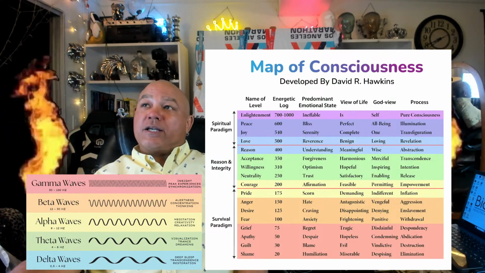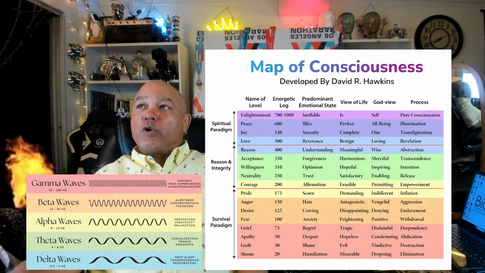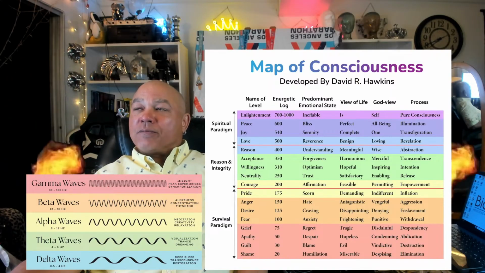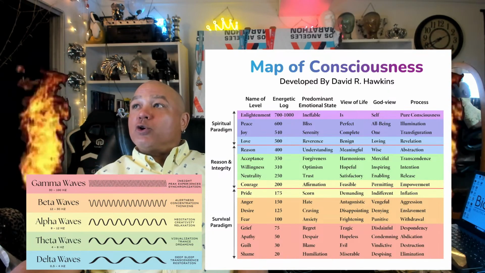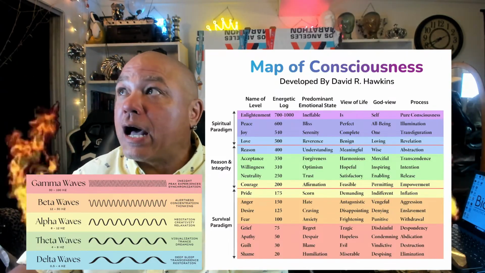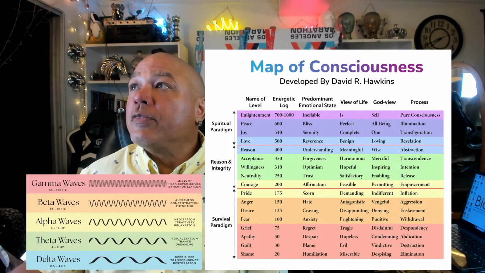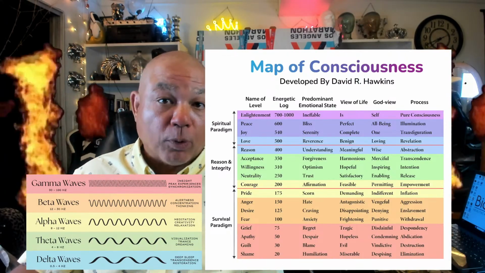Another place that's bad to get stuck at is right above that, anger, with an energetic log of 150, and the predominant state is hate, right? The view of life is antagonistic, right? And their God view is vengeful. So if they feel like they're worshiping a vengeful God, or even not worshiping, just under a vengeful God, then they're going to be vengeful people, okay?